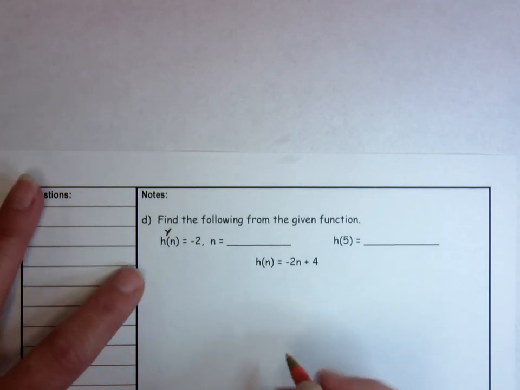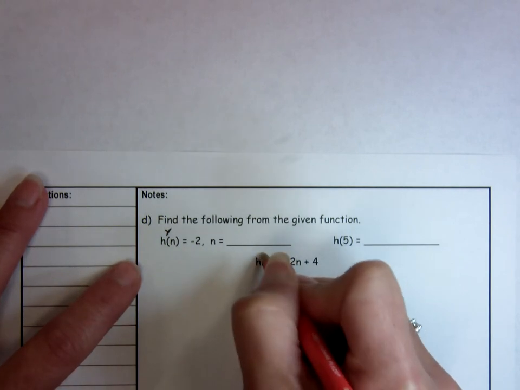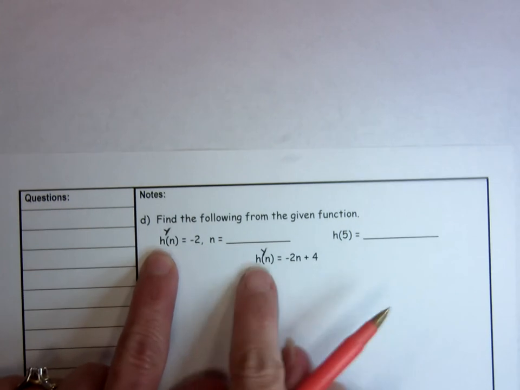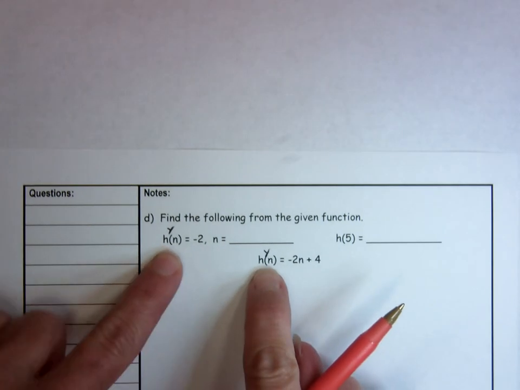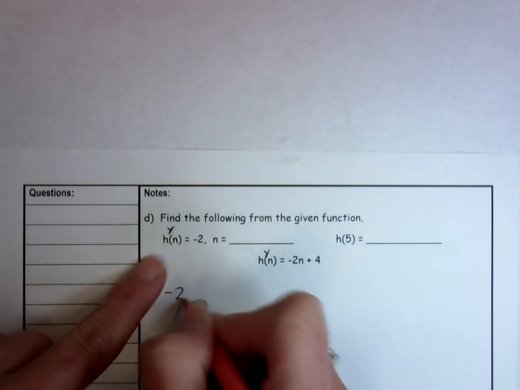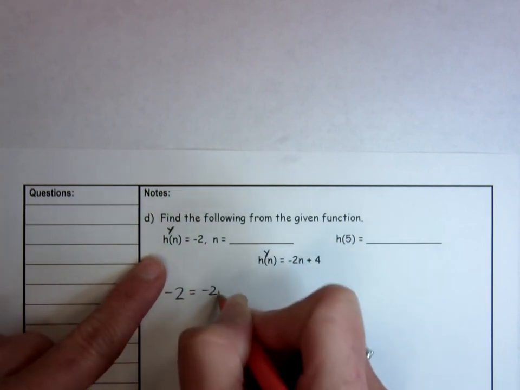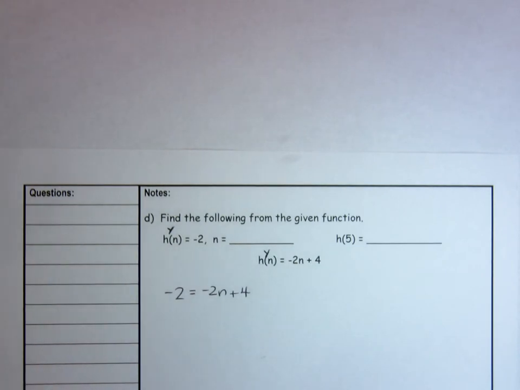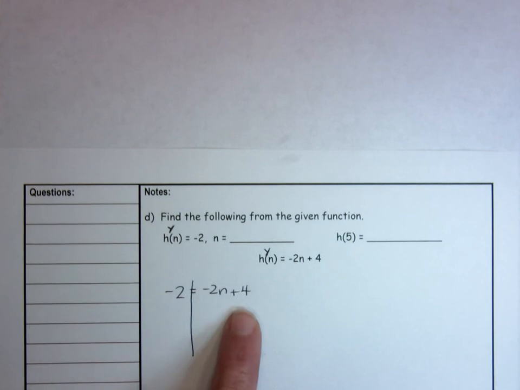And so in place of this y that's over here, we're going to be writing a negative 2. Since these are the exact same, we're going to be substituting. We'll take this whole h of n out, and we will write negative 2 equals negative 2n plus 4. Well, this looks very familiar. At the beginning of the week, we did 1- and 2-step equations. So we need to decide what's happening to the n. Well, it's being multiplied by negative 2 and added by 4.